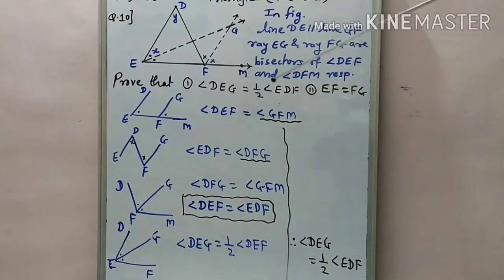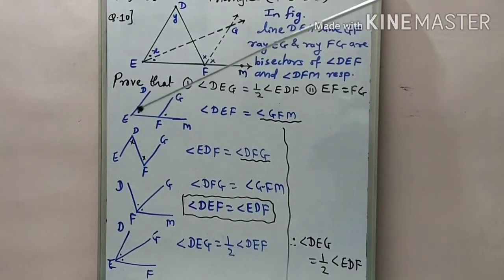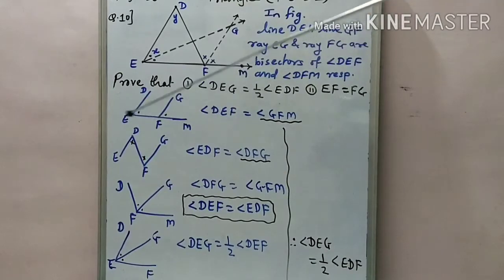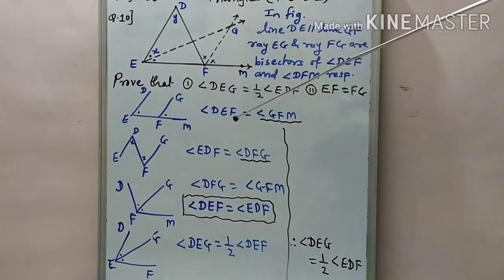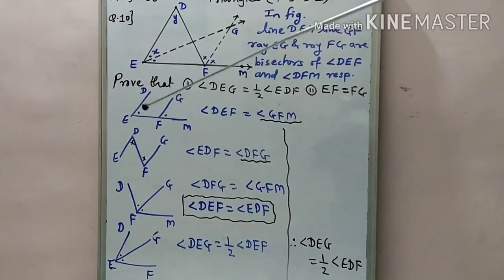Okay, to prove this first part, that angle DEG is equal to half of angle EDF, I roughly redraw the given figure. Okay, now step by step, pay attention over here to how to prove this first part. What we do here, students, is that line DE parallel to line GF is given, and as we take line EF as a transversal, here we get two angles. Angle DEF is equal to what? Angle GFM. These two angles are corresponding angles.